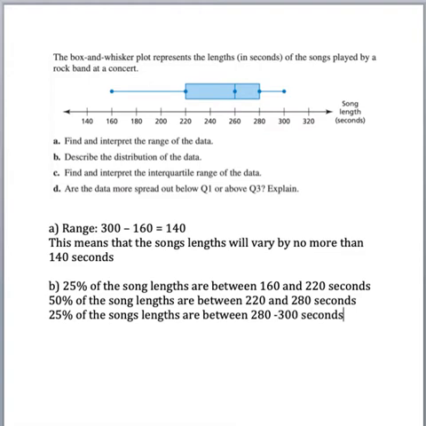All right, and that is how we describe how the data is distributed. You look at the two whiskers, those are both 25%, and then the box is 50%.